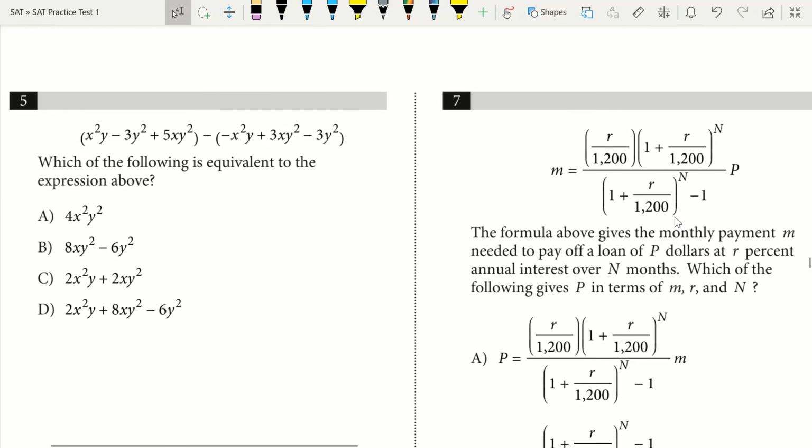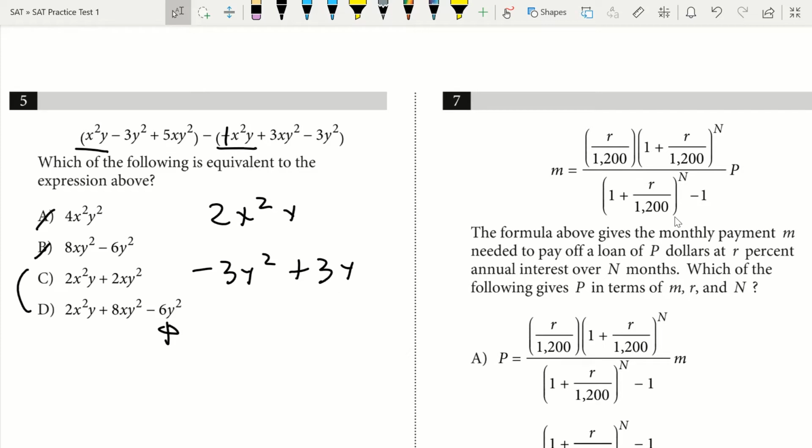All right, question 5. Which of the following is equivalent to the expression above? Well, I'm going to go ahead and find my values that are like terms, and I'm going to go ahead and simplify. So I have x squared y minus negative x squared y. Minus a negative means I'm adding, so I'm going to have 2x squared y, which means I can get rid of a and b. Next, I look for my term that is different in these two answers here. I see it's y squared, so I'm going to have my negative 3y squared minus negative 3y squared. Minus a negative gives me plus positive, so I have plus 3y squared. That means that's going to give me 0, which means answer choice D is incorrect, and C will be my answer.